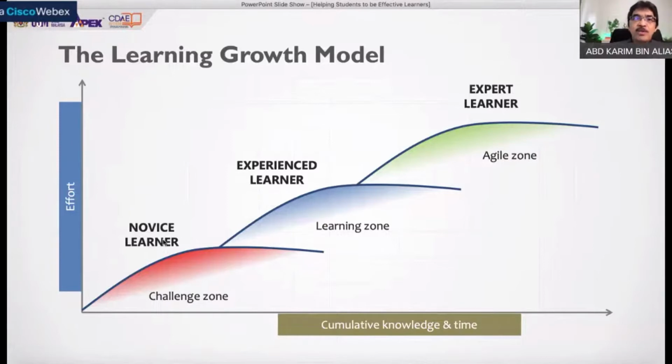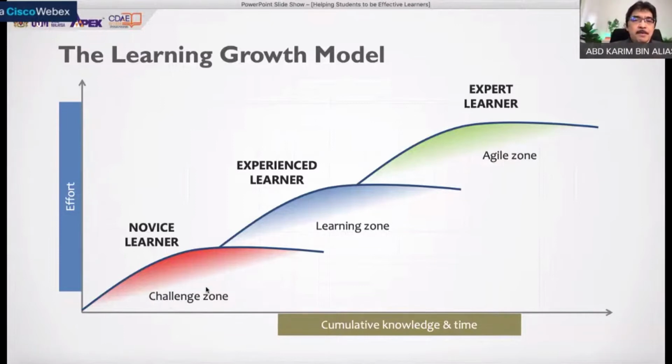Everyone will go through this, including us, when we learn new things. So we are novice learners. We don't know much, or we don't know anything at all about the topic. And this is the so-called challenge zone. It's a challenging zone because we don't know anything about the topic, about the subject. So the learner has to put in a lot of effort here, a lot of investment of effort in terms of time, in terms of energy, focus, and so on.